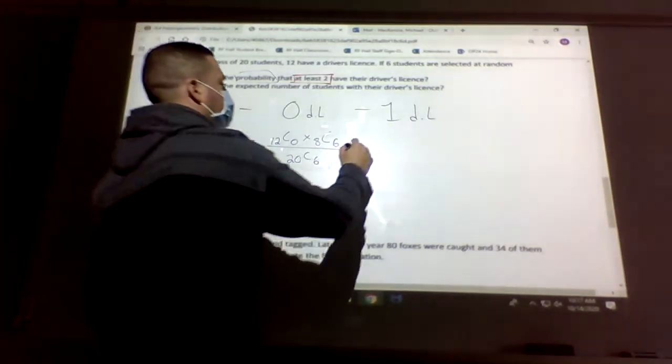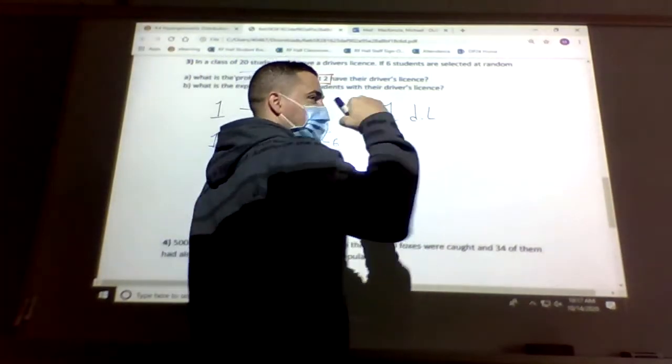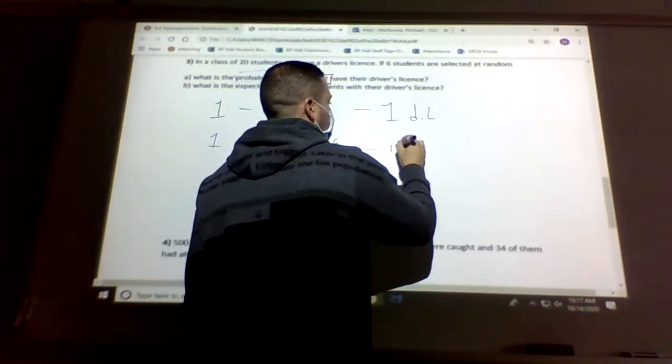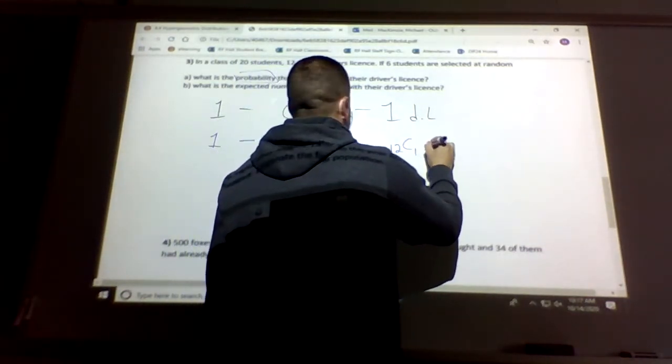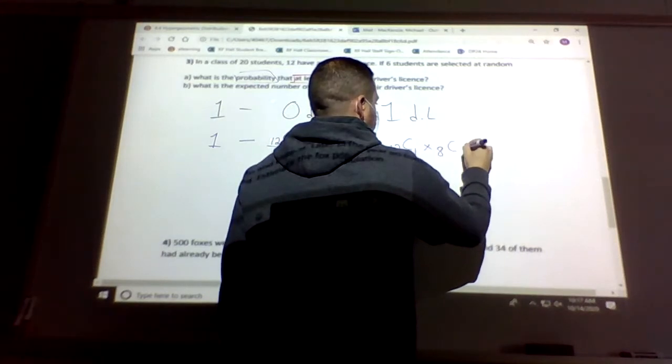And do the same thing for one driver, for picking one person with the driver's license. So out of the 12, we're going to choose one of them, and of the remaining 6, we'll choose 5.